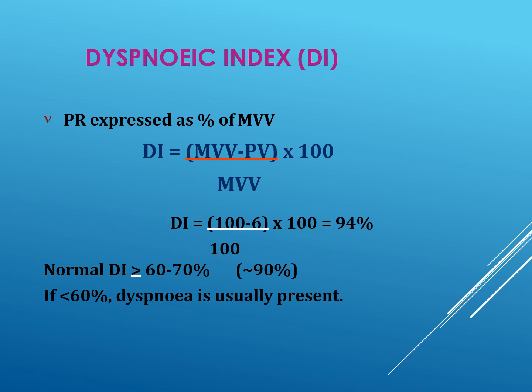So the normal value of dyspneic index is greater than or equal to 60 to 70%, averaging 90%. Dyspnea is usually present when the value of the DI is less than 60%. So this is the most important value. If the dyspneic index is less than 60%, the patient is suffering from dyspnea.